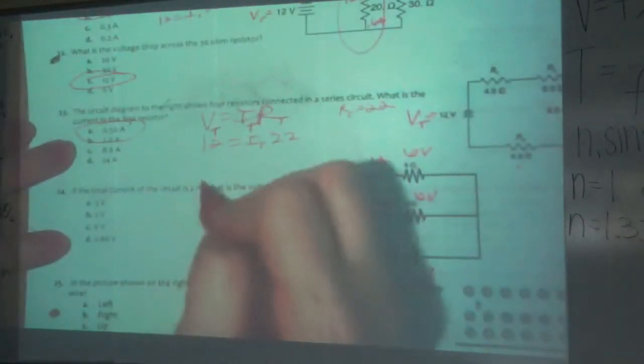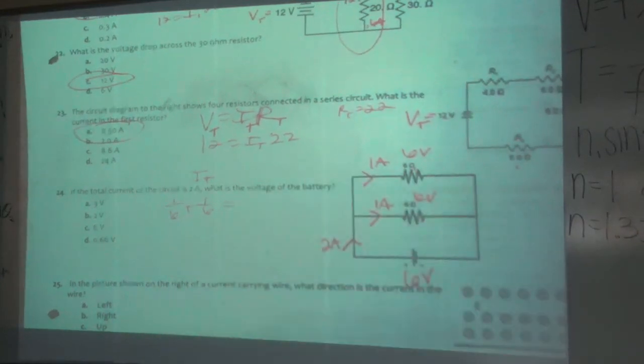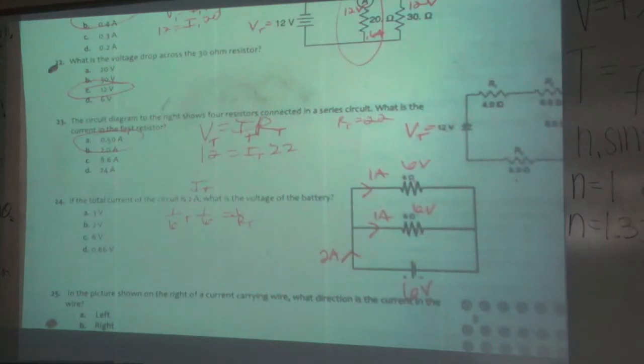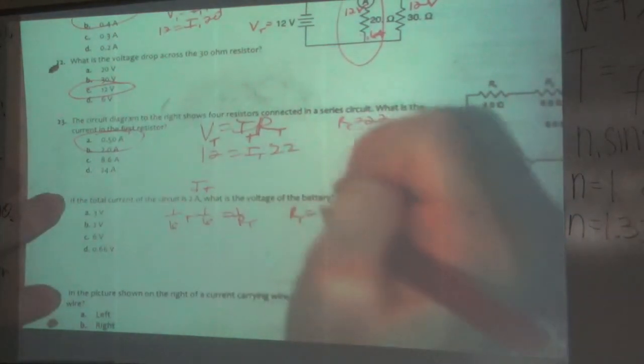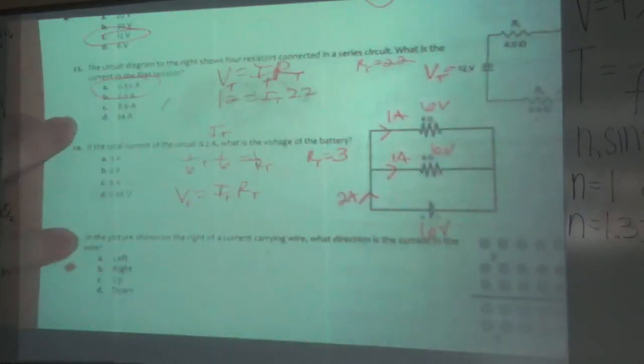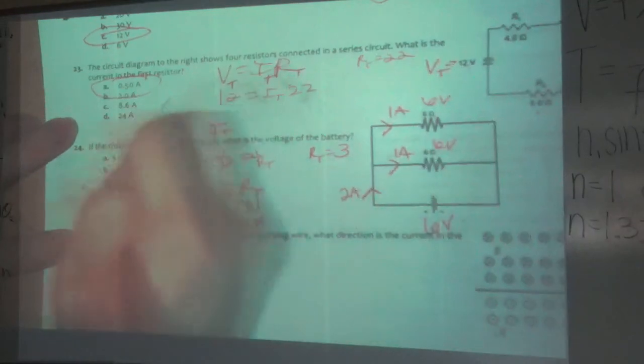You also can say I total and do 1 over 6 plus 1 over 6 is 1 over R total. That would give me an R total of 3. So then if you use V equals IR, total voltage, total current, and total resistance, 2 times 3, that also gives you 6 volts. It doesn't matter. Either way works.